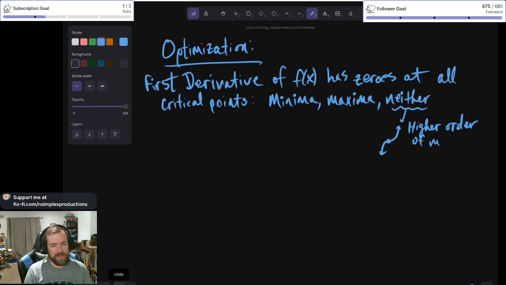Well, they don't have to have a higher order of multiplicity, but yeah, we don't necessarily have to have a higher order of multiplicity. I'm going to have to think about that for a while.